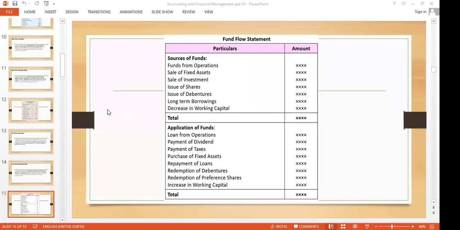Are you clear up to now? Income statement, cash flow statement, and fund flow statement. Are you clear up to now? Please respond to me. Anyone, please respond to me. Clear, sir.